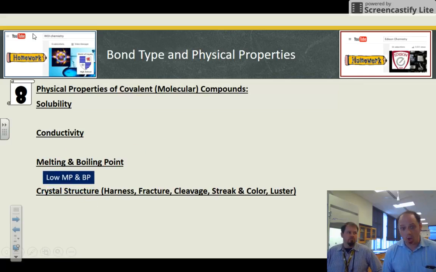Melting and boiling points are low because covalent compounds only have an intermolecular force of attraction. So it doesn't actually take much energy to get two different molecules to separate from each other, because they're not really holding on to each other, unlike ionic compounds where they're like stuck.